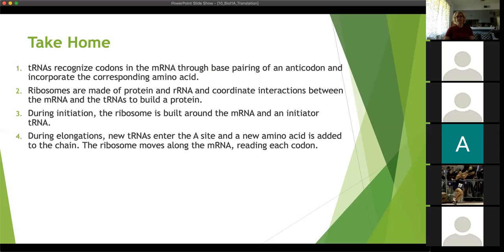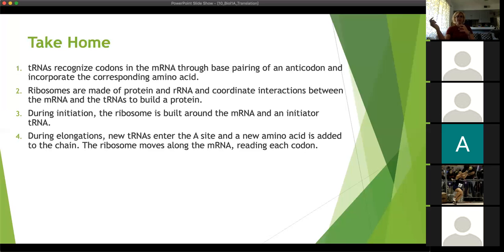During the step of initiation, the mRNA will encounter the small subunit of the ribosome that will recruit a tRNA carrying methionine, which will recruit the large subunit of the ribosome so that we can begin protein synthesis.